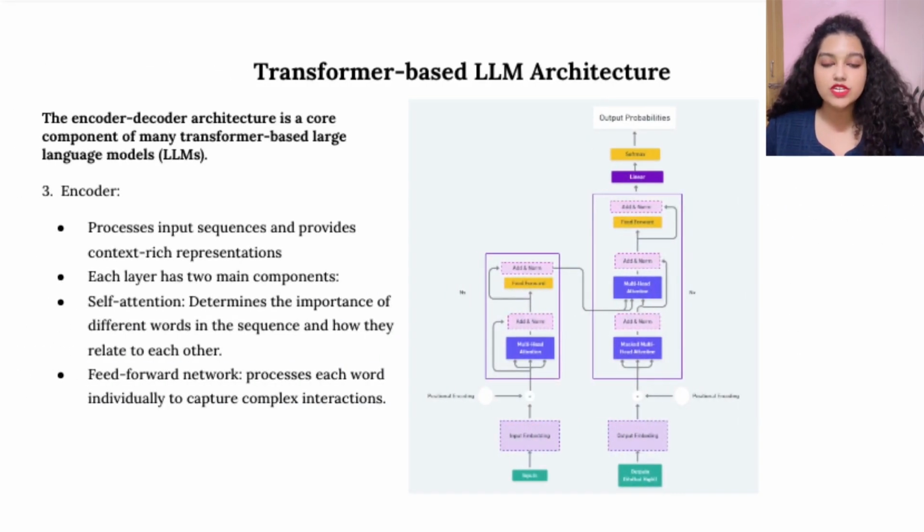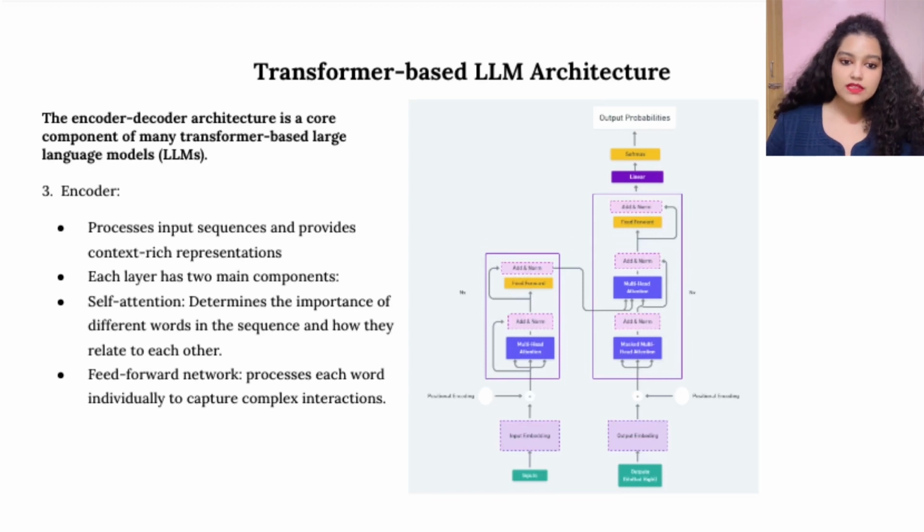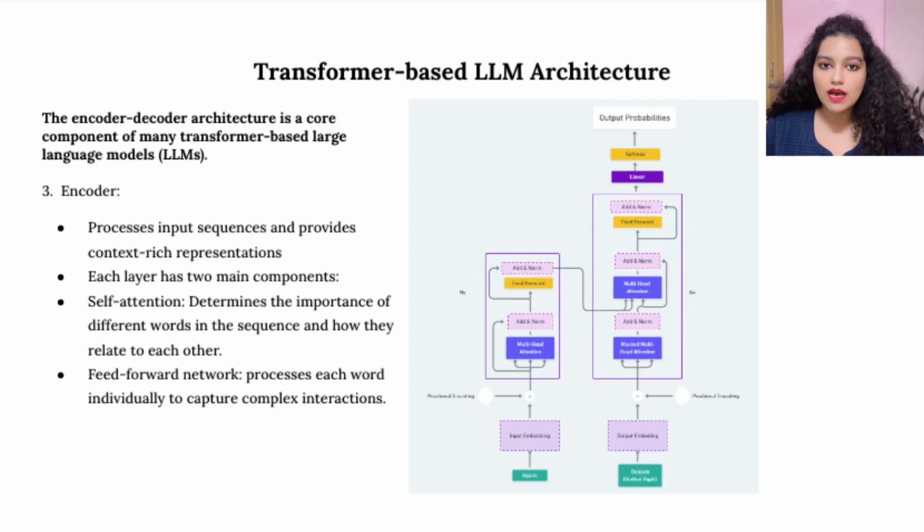Encoder-decoder architecture, which is the core component of a transformer-based LLM. So what does the encoder do? The encoder processes the input units and provides the context-rich representation. Each layer has 2 components, the self-attention and the feed-forward. Self-attention determines the importance of the different words in the sequence and how they relate to each other. Then the feed-forward network processes each word individually to capture complex interactions.